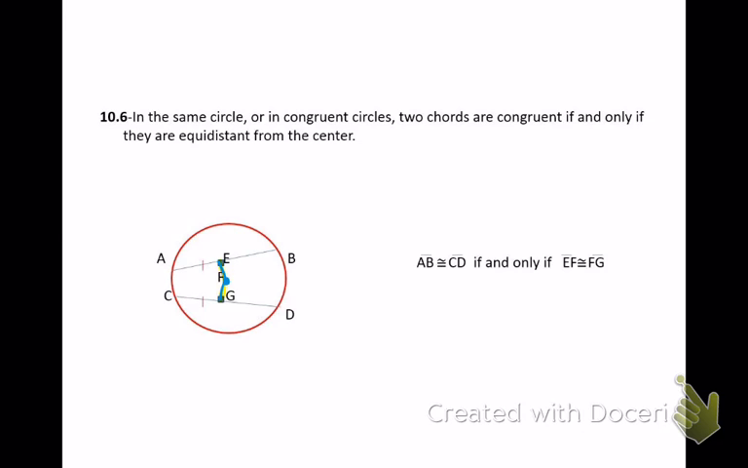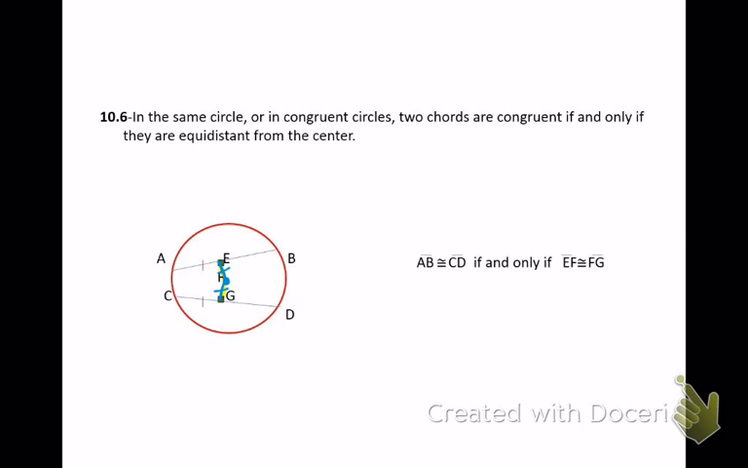So we have to consider segments from the center to the chord that are perpendicular to those chords. And if those segments are the same length, if they're congruent, so if EF and FG are congruent, then the chords themselves have to be congruent. And that makes enough sense, right? AB and CD are going to have to be congruent.